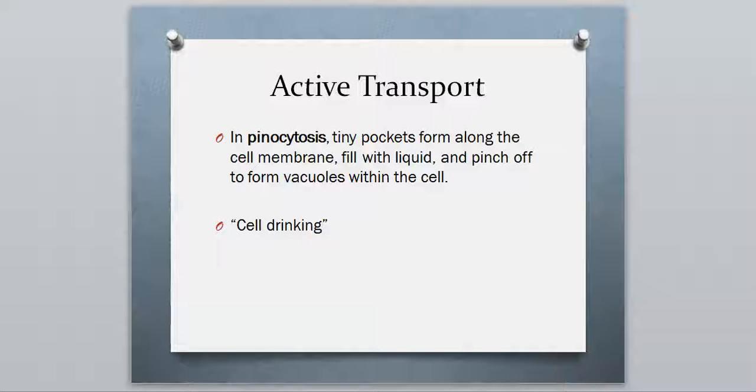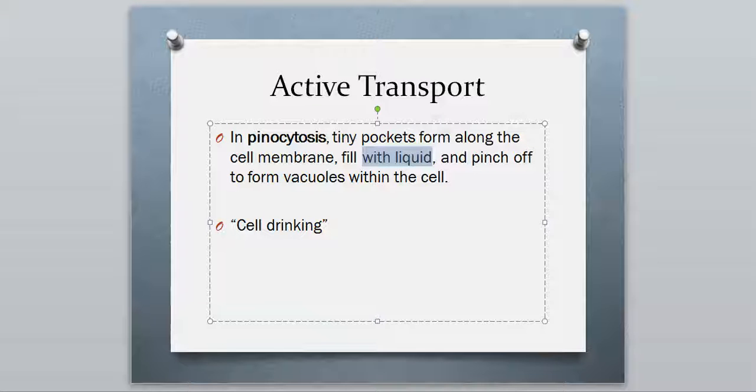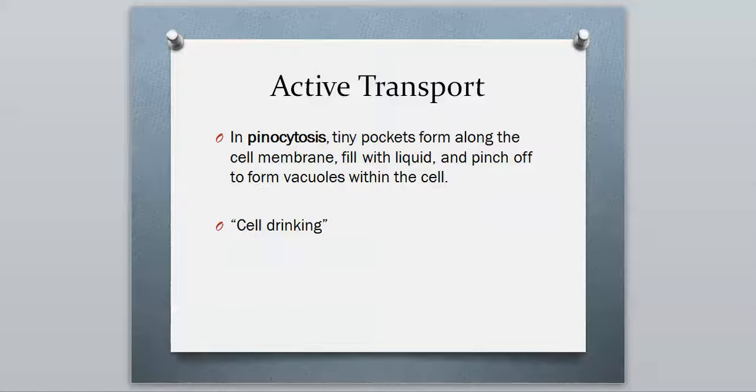In pinocytosis, tiny pockets form along the cell membrane, they fill with liquid, and they pinch off to form vacuoles within the cell. And that is cell drinking. As you can see, they fill up with liquid from the outside. So phagocytosis is solid materials, pinocytosis is only liquid, and it is known as cell drinking. Those are our two types of endocytosis, taking things in. We can either take things in by eating or drinking.